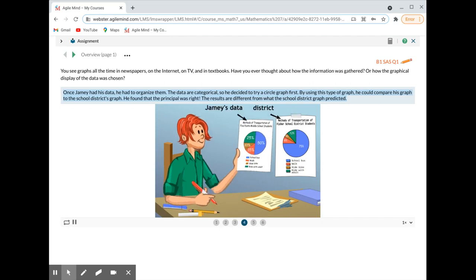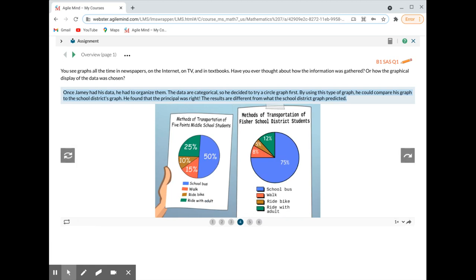Read that for us, please, Deonti. The stuff in blue, right? Yes, ma'am. Once Jamie had his data, he organized them. The data are categories, so he decided to try a circle graph first. By using this type of graph, he could compare his graph to the school district's graph. He found the principal was right. The results are different from what the school district's graph predicted.